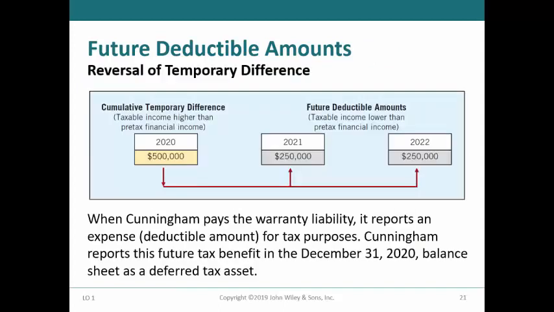This is a temporary difference between pre-tax financial accounting income and taxable income for income tax purposes. But instead of resulting in a future taxable amount, as we saw in the case of the accounts receivable and sales, we will now have a future deductible amount on the tax return that will lower income taxes payable. This means that we will record a deferred tax asset instead of a deferred tax liability for this type of timing difference.